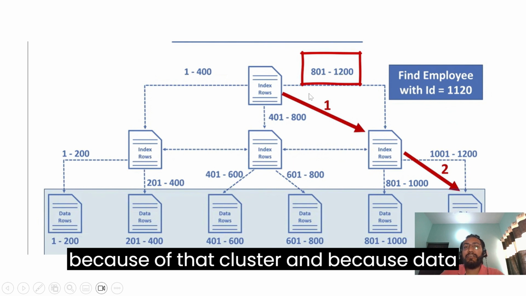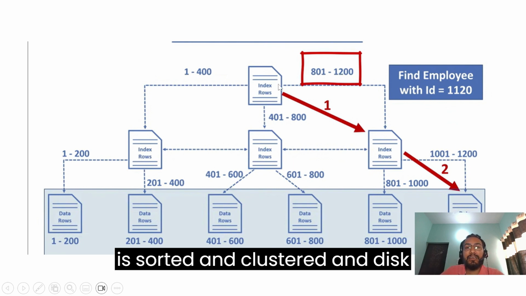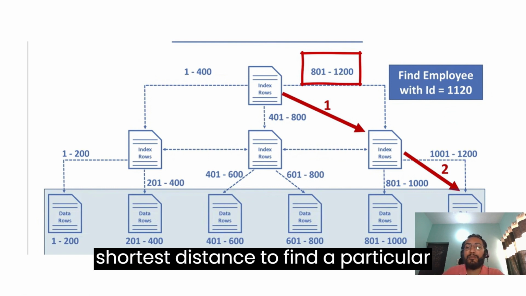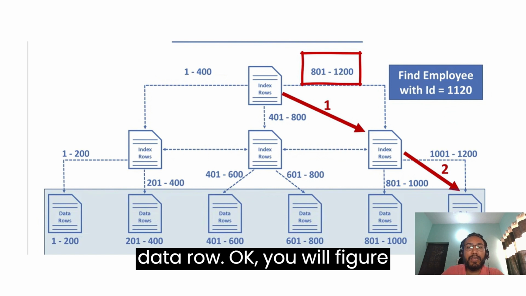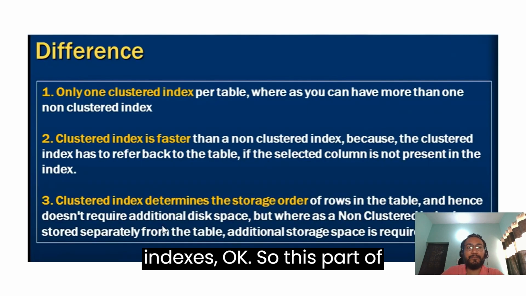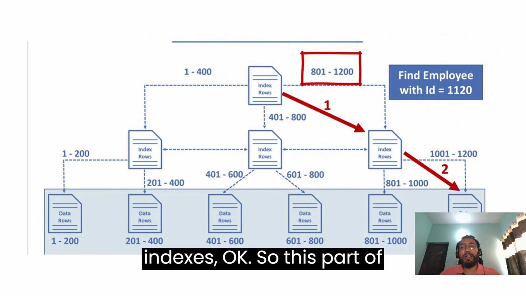Because of the clustered index, and because the data is sorted, the clustered index decides which path to take and finds the shortest distance to the particular data row. Okay, that's a part of our indexes. So this is part of the clustered index.